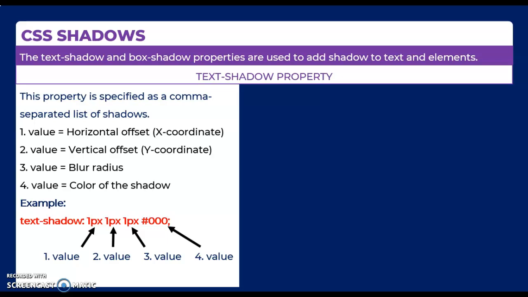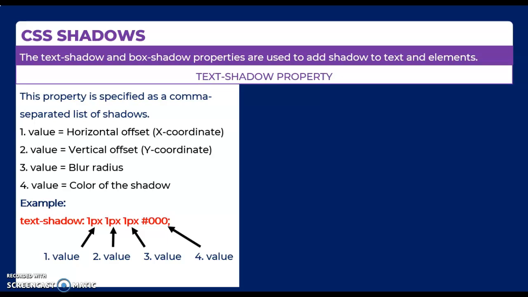Using positive numbers as the first two values will place the shadow to the right of the text horizontally. That's the first value, and place the shadow below the text vertically. That's the second value. A negative value places the shadow to the left of the text. That's the first value, and place the shadow above the text. That's the second value. If both values are zero, the shadow is placed directly behind the text.